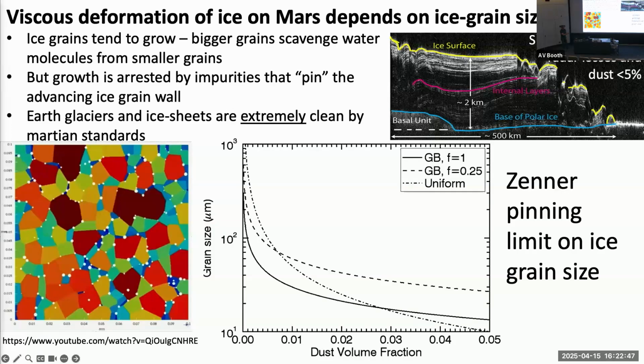With this Zener pinning mechanism, these are the sizes that the ice grains can grow to for different dust fractions on Mars. There are different ways you can distribute the dust grains, but let's just look at this uniform case here because that's probably the easiest. This is the dot-dash line here, and it shows you what the grain size would be for different dust contents. It can be anywhere from about 10 microns for the very dusty case of 5% down to closer to 100 microns for the dust-free, or almost dust-free, case. So 10 to 100 microns for the ice grain size is probably a good thing to go with for now, based on what we know of these Martian ice caps.